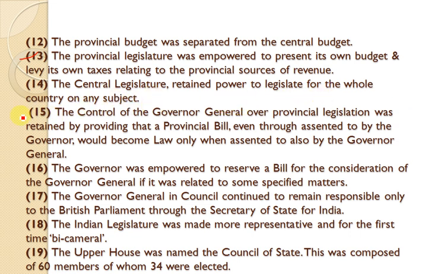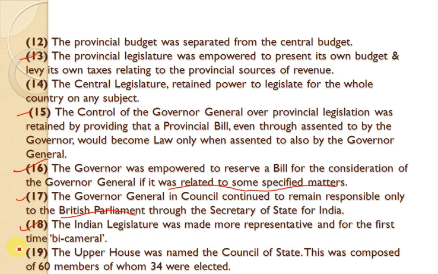The control of the Governor General over provincial legislation was retained by providing that a provincial bill, even though assented to by the Governor, would become law only when assented to also by the Governor General. The Governor was empowered to reserve a bill for the consideration of the Governor General if it was related to some specified matters. The Governor General in Council continued to remain responsible only to the British Parliament through the Secretary of State for India.